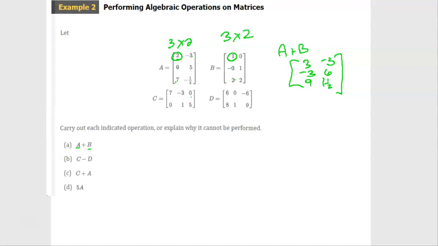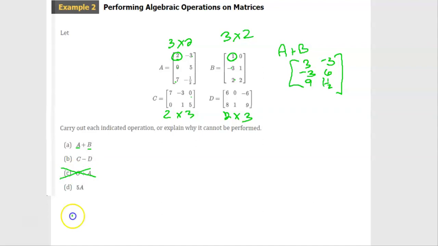Okay, so that's A plus B. You do the same thing with C minus D. Again, if they're the same size, we can combine each entry. This is a 2 by 3 matrix, and this is also a 2 by 3 matrix. So yes, we just subtract each entry of C minus D, and that's how you do that. What about C plus A? If you tried C plus A, notice they're not the same dimension, so you cannot add these. You cannot add C plus A because they're not the same dimension.